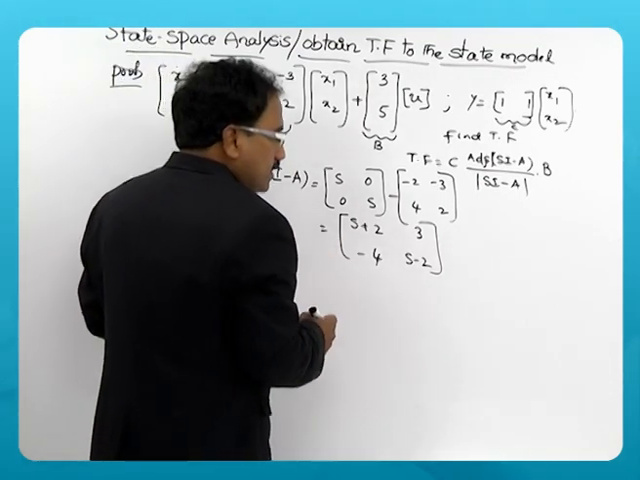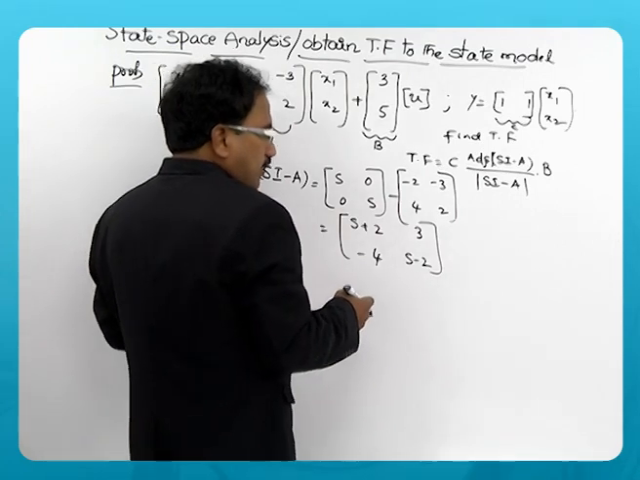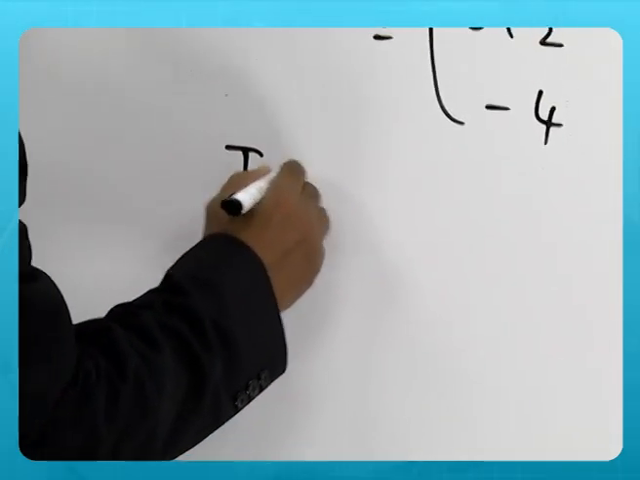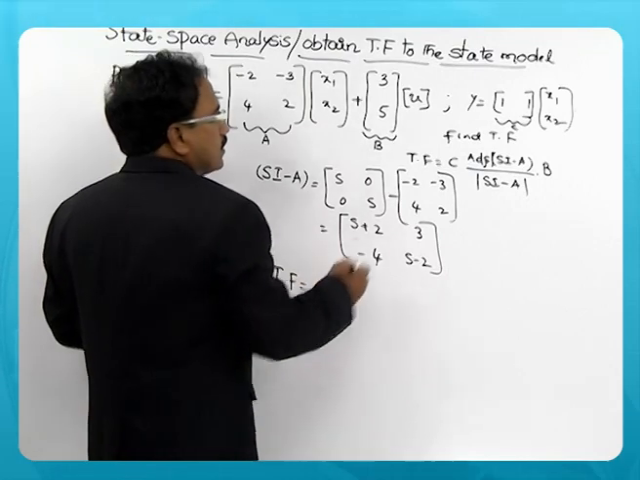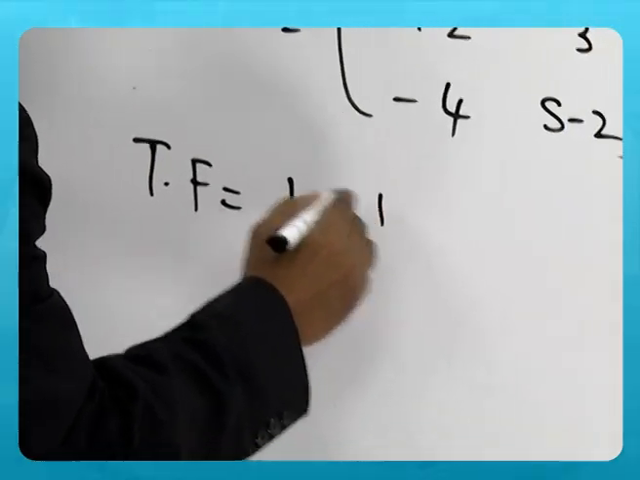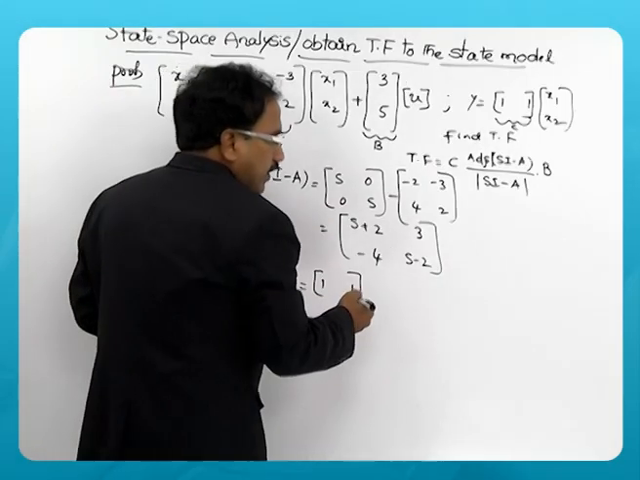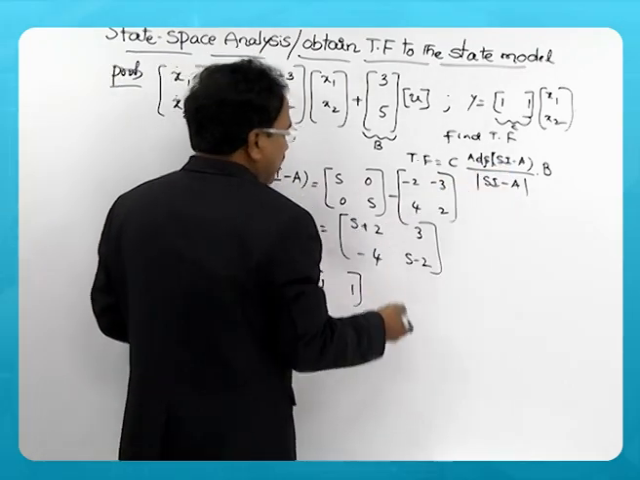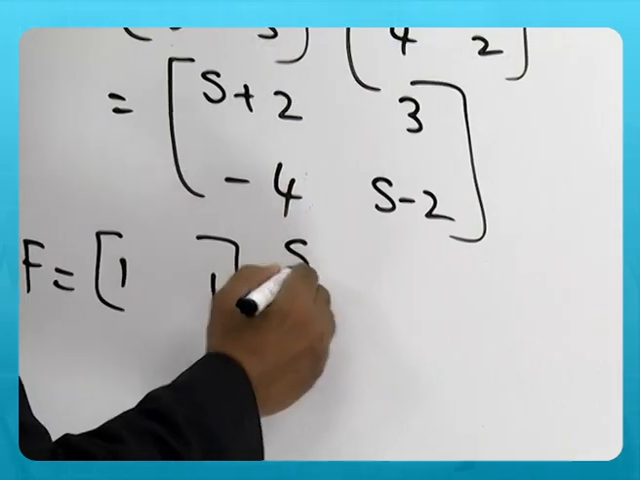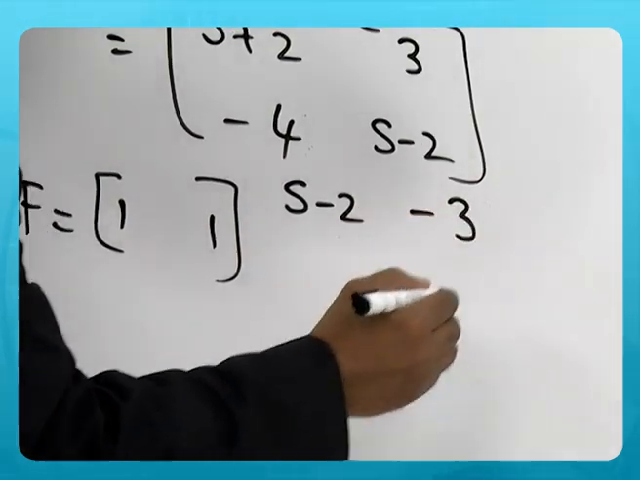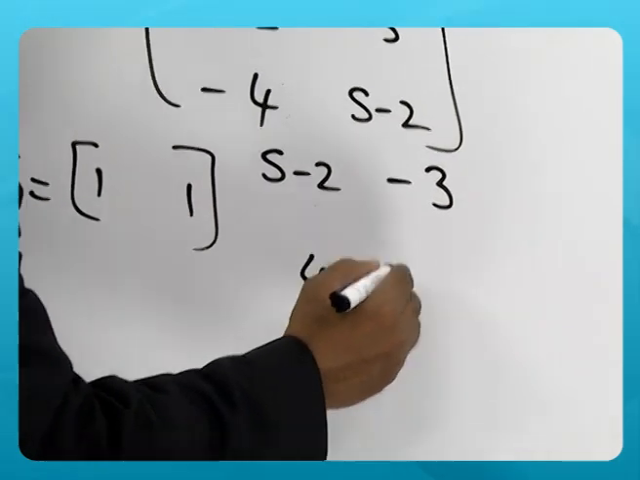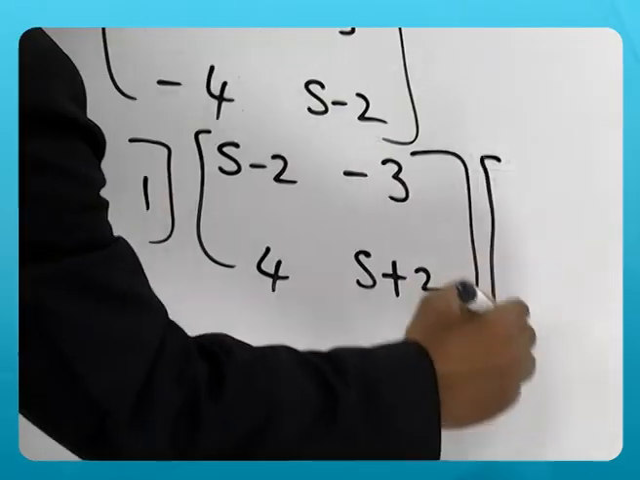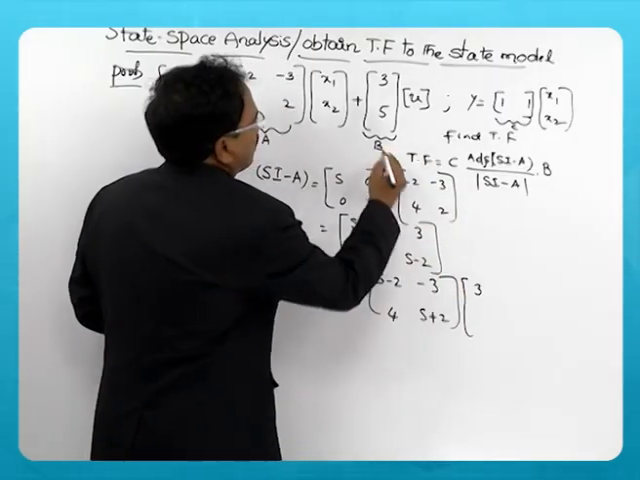Once you get SI minus A, we need the adjoint and the determinant. So the transfer function is given by C matrix first, and C is 1 and 1. Then the adjoint of this SI minus A is obtained in this way: S minus 2, then minus 3, then 4, then S plus 2. This is the adjoint of SI minus A into B, that is 3 and 5.